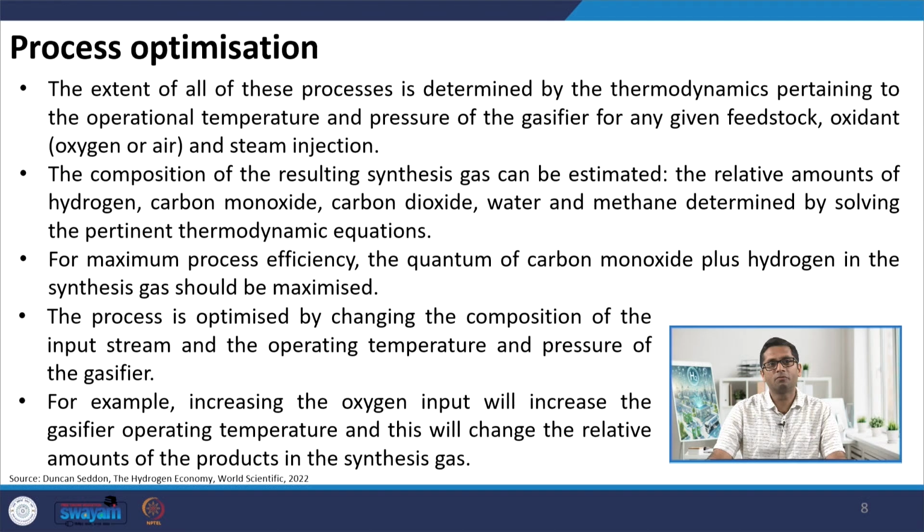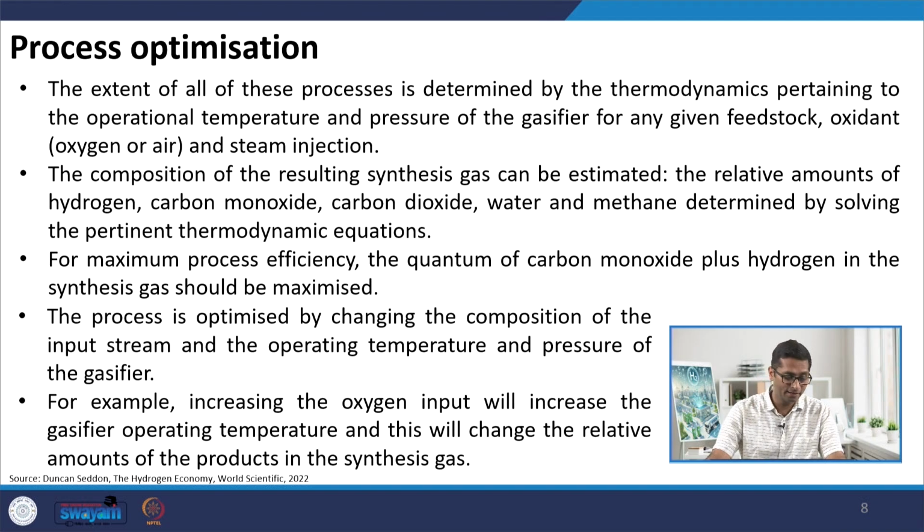Sometimes we might want to work at a higher temperature. Suppose I increase the oxygen, I might be operating the gasifier at a higher temperature, but at a higher temperature we might lose some of the precious products, which might bring down the amount of synthesis gas that we are able to produce. So there is a trade-off in this process, and process optimization is a key thing when we are aiming for a process like gasification.